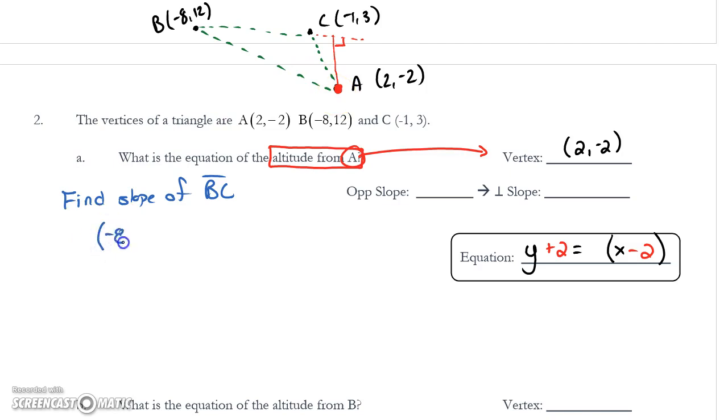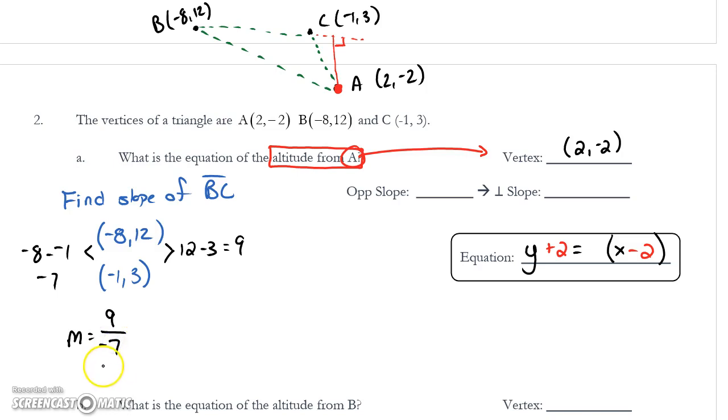In doing that, I use -8, 12, that's point B, and -1, 3, that's point C. If I do 12 minus 3, I get a change in y of 9. So I know my slope is going to be 9 over, I did top minus bottom, so I'll do -8 minus -1. That's the same as -8 plus 1. That's -7. There's my slope. This represents my opposite side's slope: 9 over -7, or just -9 over 7.